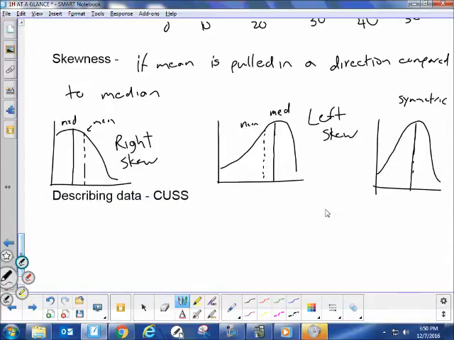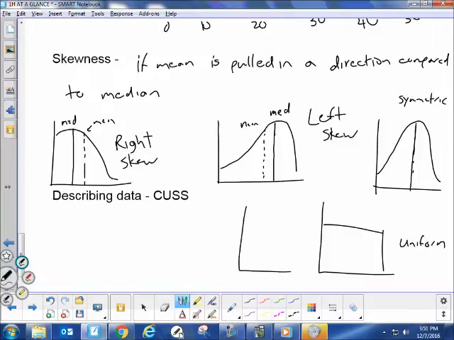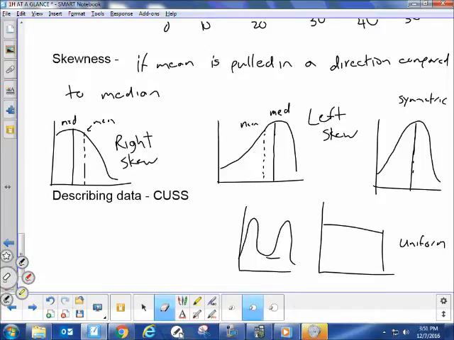Okay, there's other types of data that we can see. We can see uniform. This is uniform. We can see modals. This is bimodal, where we're focused around 2 different areas.